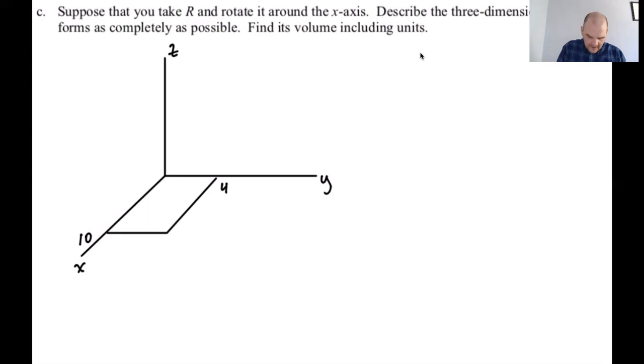So we're going around the x-axis. So I'm going to start in the xy plane. I'm going to rotate, and eventually I get to the xz plane. When I get to the xz plane, the shape is still a rectangle. The z value will be 4, because as you rotate, you're just going to go like this, and you'll hit there.